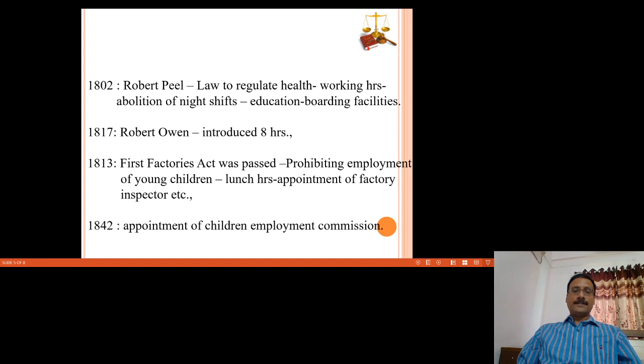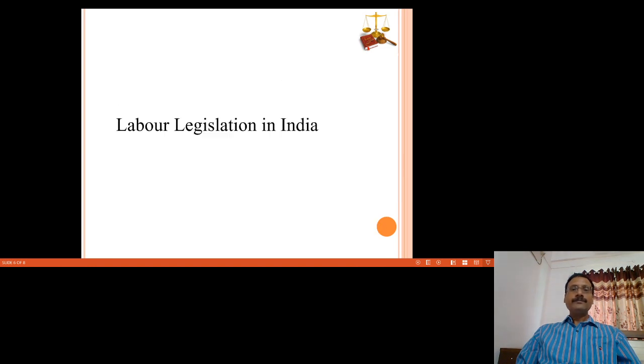And in 1842, to see the possibilities of child labor, a Children's Employment Commission was appointed. This commission thoroughly inquired into the position of child labor and submitted a report in the year 1842. That is the historical development which the Britishers designed in their country.